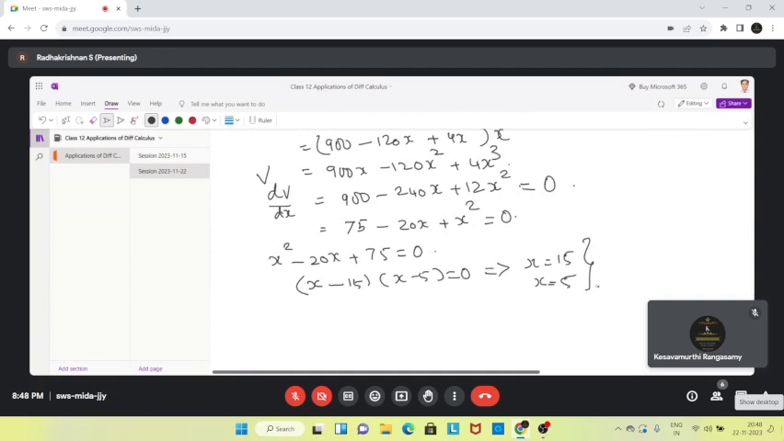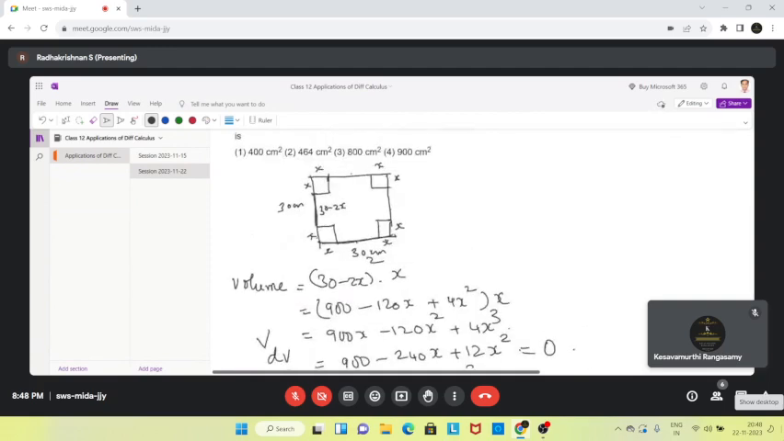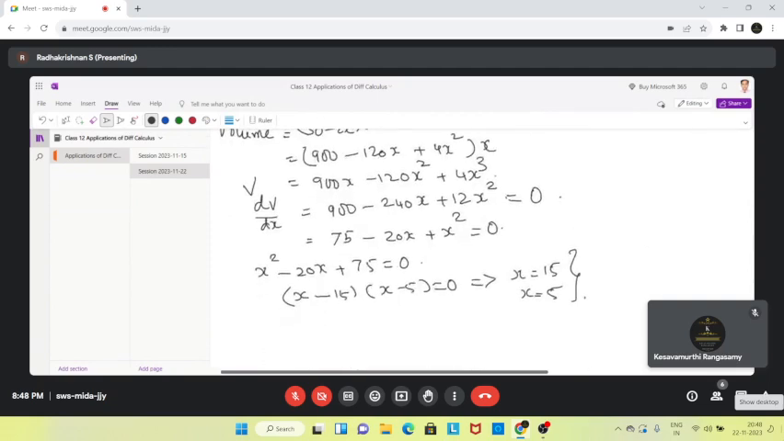So what if you put x equal to 15 here? 15, 15, there will not be any cuboid. The whole length will be taken up. Actually, that will give the minimum volume because it will be 0, right? So x equal to 5 is the one that will give maximum volume. So our solution is x equal to 5.